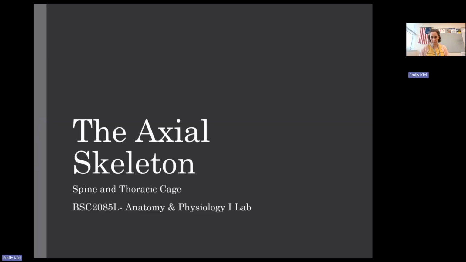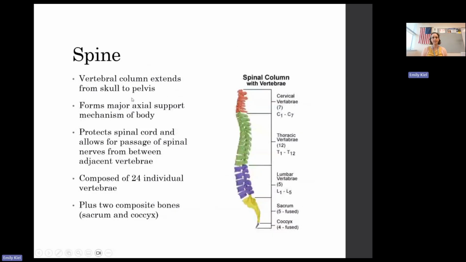It's a new day, and we're ready to go for the rest of our axial skeleton. So looking at the spine. The spine is also known as the vertebral column, and it extends from the skull to the pelvis, and it's the major axial support mechanism of the body. It protects the spinal cord. It allows for passage of the spinal nerves between the adjacent vertebrae.